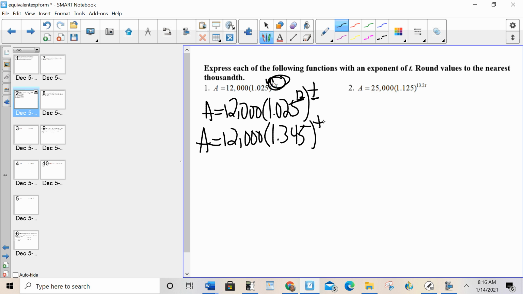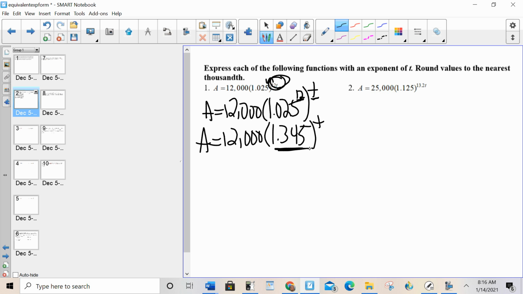Now, what's great about doing this is now that I have it in this form, I can conclude what the annual, let's say t is years, for example, what the annual growth rate is. Based on this, I know the annual growth rate is 0.345, or 34.5%. So that is a good application of this, which we're going to see in a lesson that's later to come.